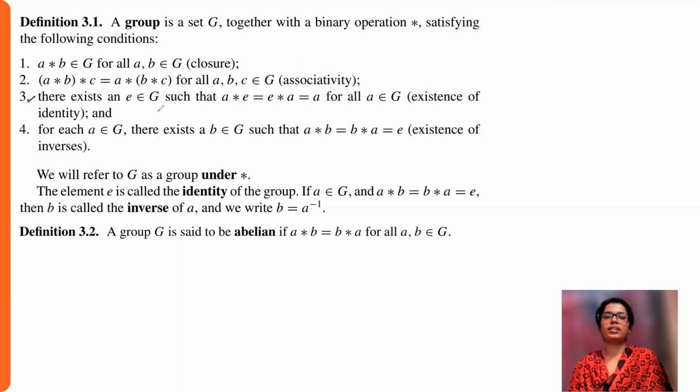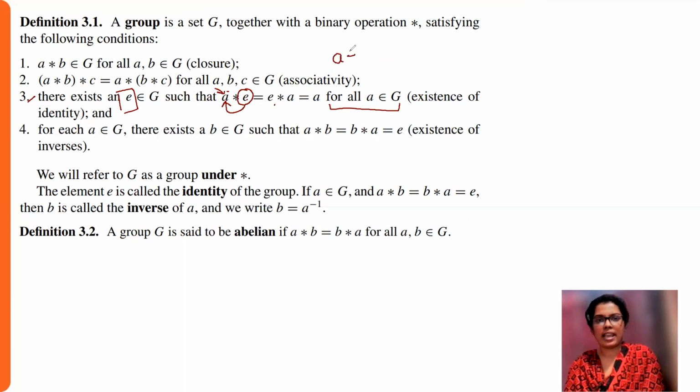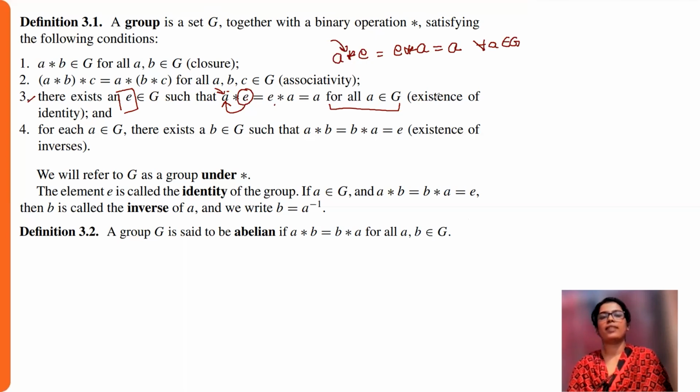Now, the third one is that we must have an element E such that if this element E is operated with the element A, it could be any element, that is for all A, and that is equal to, if we commute it, A star E, or you can call it the binary operation, is equal to E star A. If this equals A, for all A belonging to G, we say that we have an identity element in the group G, and that element is nothing but the identity E.